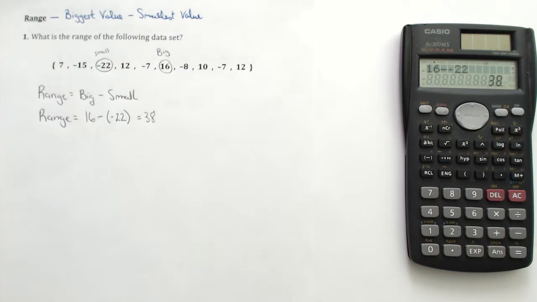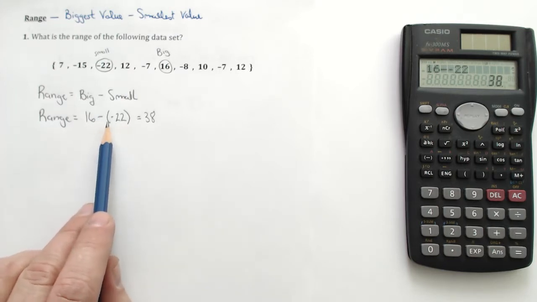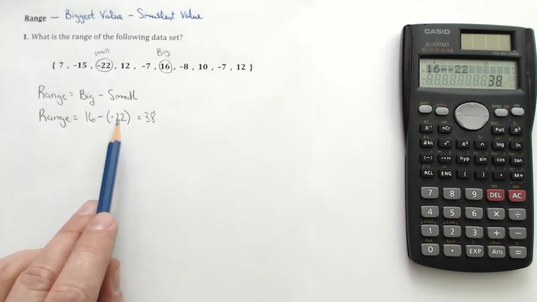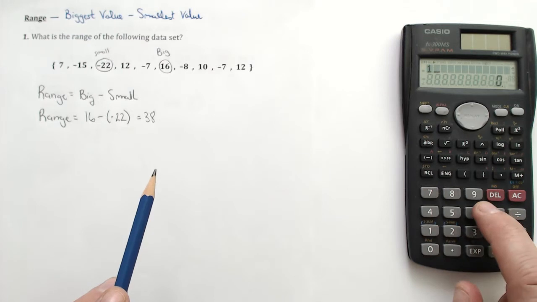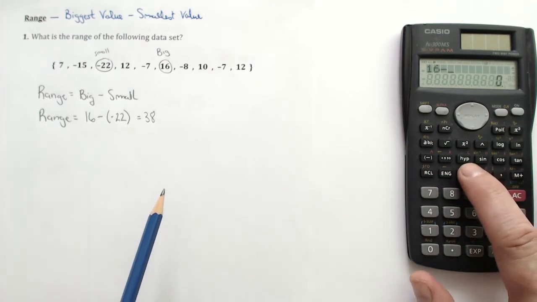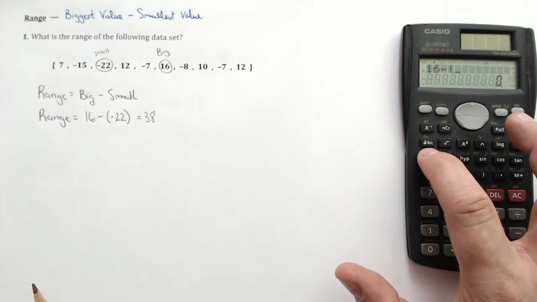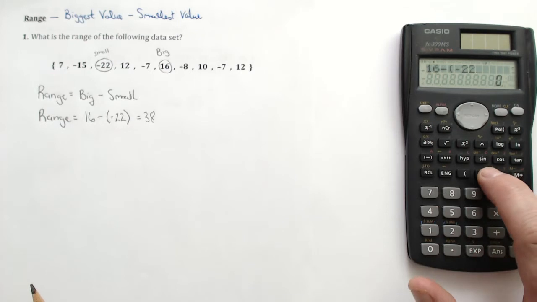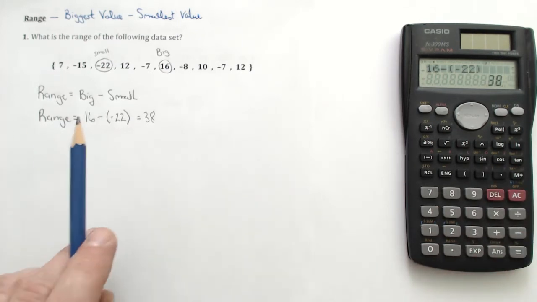If you want to be sure that you're not messing up over here with this negative business, then do what I did on paper on your calculator. Let me show you. Come over and you hit that 16, and then you're going to go minus, and then open up your brackets. You can see that little bracket right there, and then put in your negative 22, close that bracket, and then hit equals. And you'll see you get that 38 once again.